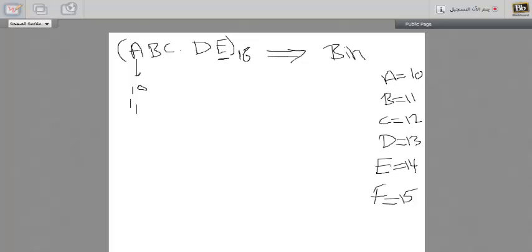So let's start from the E. E, as we said, is 14. Now, what is 14 in binary? Yeah, exactly, it is 1, 1, 1, 0. Now, how do we know this is 14? Let me open a new page for those who might have a problem. Right. So how do I know that it is 1, 1, 1, 1?